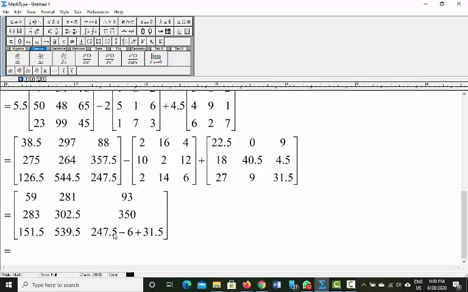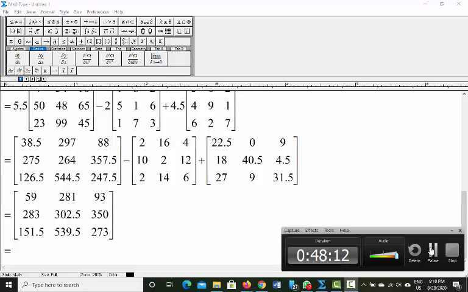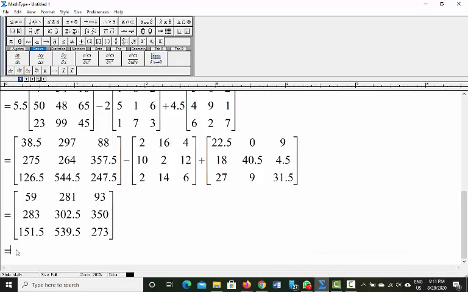So what we will get here, 249 plus 30, that is 279. So 279 minus 6, that means 273. So let me check again if we have done any mistake or not. Right, I have checked it. It is absolutely correct.